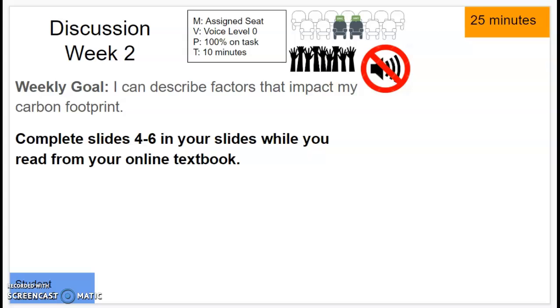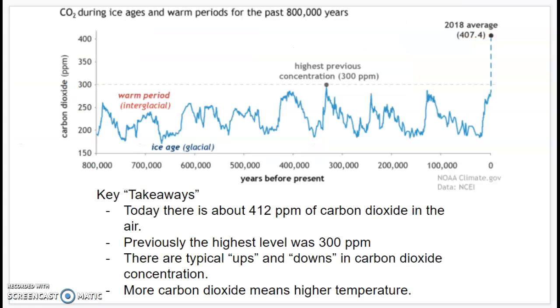Hey guys, so this week we are talking about how we can describe factors that impact our carbon footprint. So last week we had this graph right here, and remember on this graph we were talking about how carbon dioxide in the atmosphere goes up and down. It has typical trends that keep it moving up and down. So it's normal for it to move.